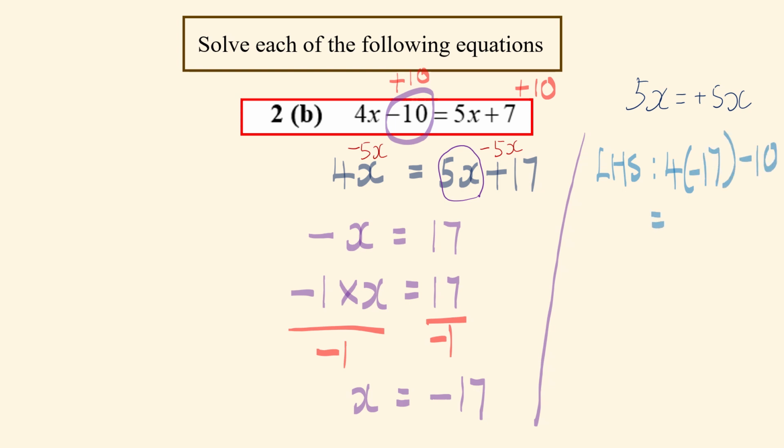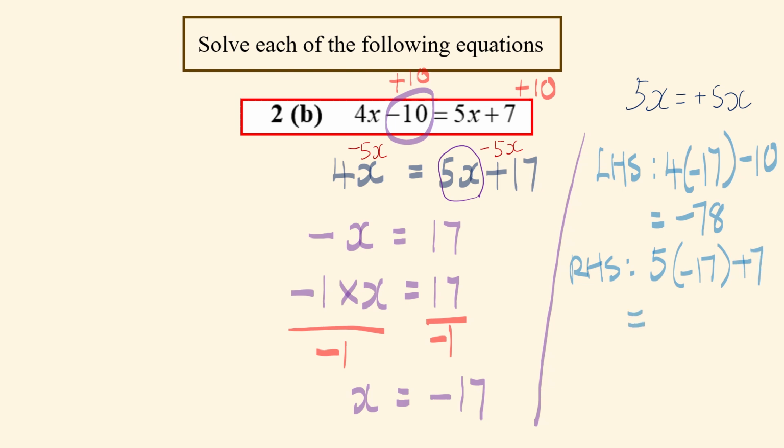And that gives you negative 78 on the left-hand side. Let's look at the right-hand side. So right-hand side, I have 5x plus 7. So I'm going to substitute x to be negative 17. So 5 bracket negative 17 plus 7.